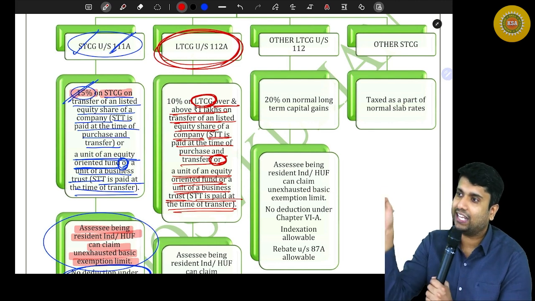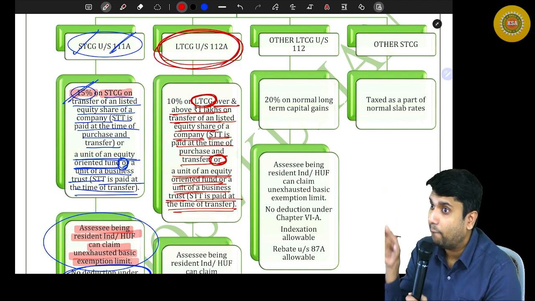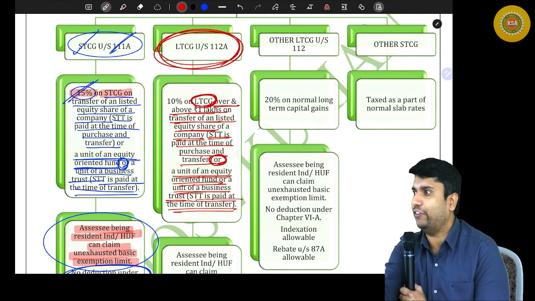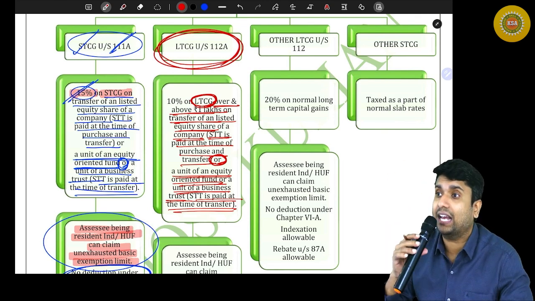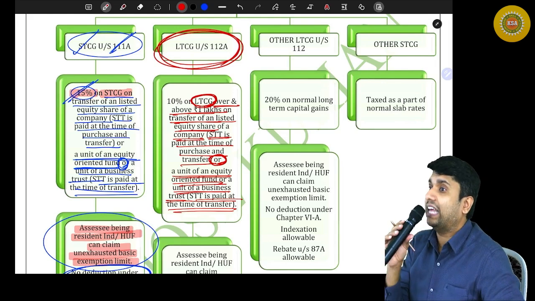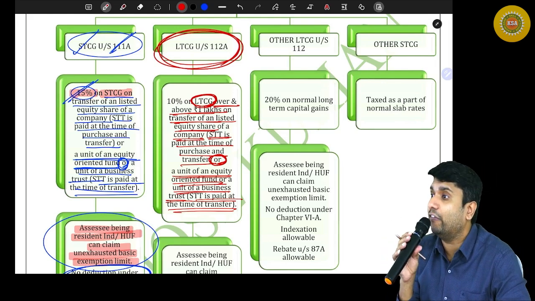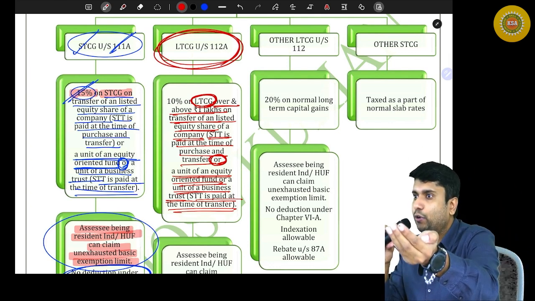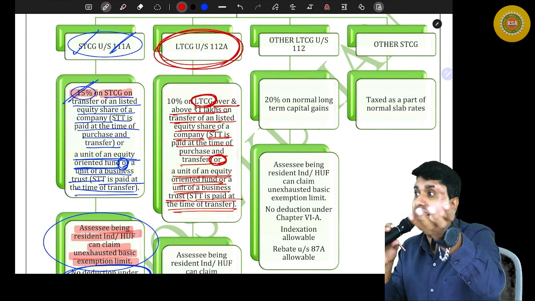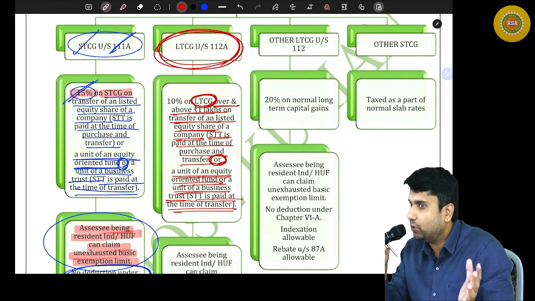So short-term capital gain under 111A, long-term capital gain under 112A, but under 112A there is a benefit. What is the benefit? Only over and above 1 lakh is subjected to 10% rate of tax under section 112A. That means if you have a gain of say 1,30,000, you need to pay 10% rate of tax only on that 30,000, not on that 1 lakh. Are you with me?